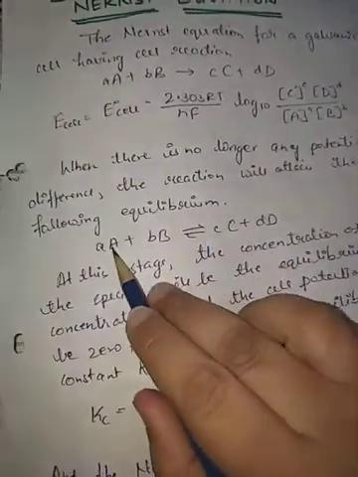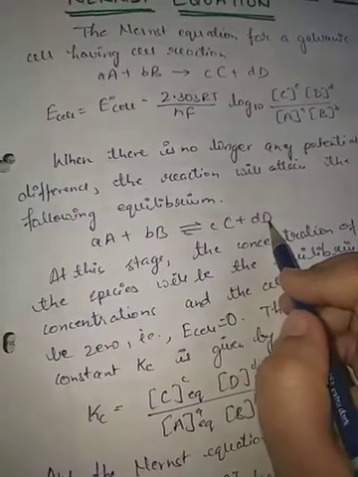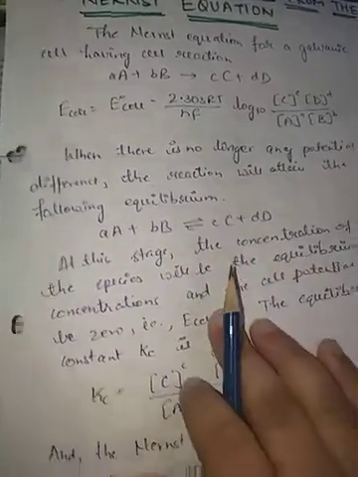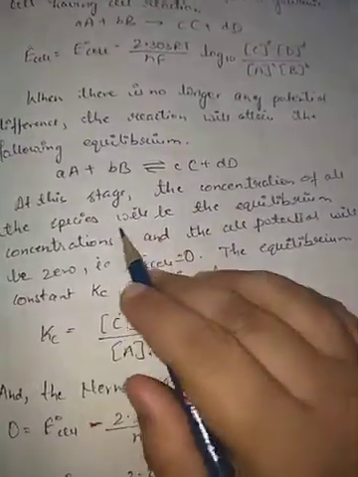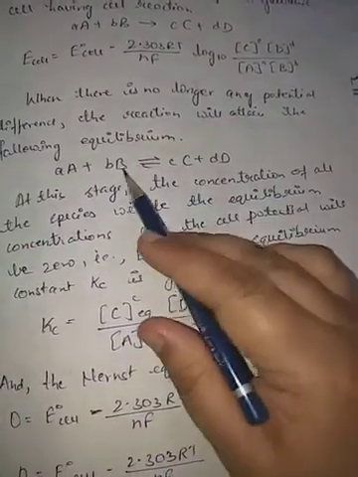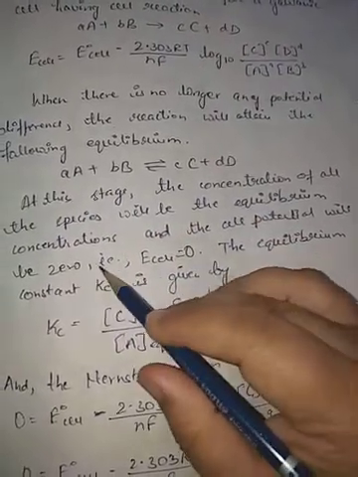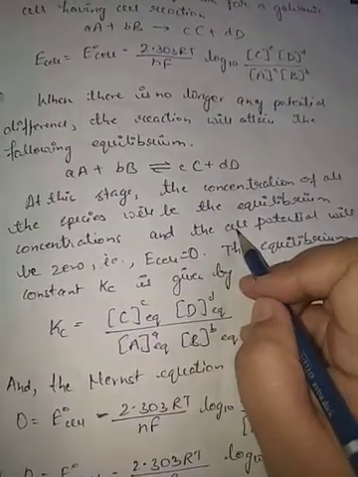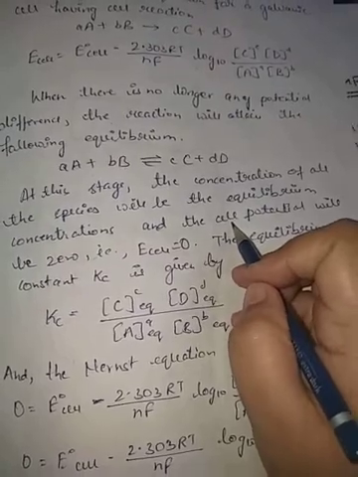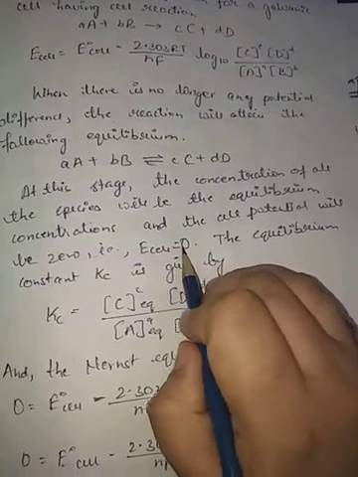The equilibrium will be when a of A plus b of B is in equilibrium with c of C plus d of D. It means the reaction has attained equilibrium. At this stage, the concentrations of all the species will be the equilibrium concentrations, and the cell potential will be zero. When no flow of electrons is taking place, the cell potential, E cell, will be zero at equilibrium.